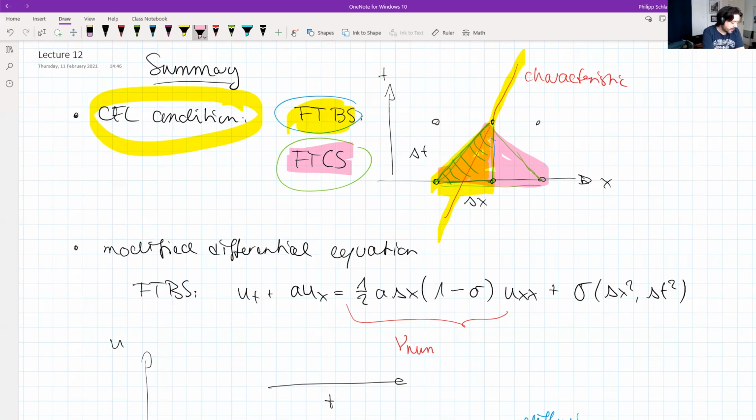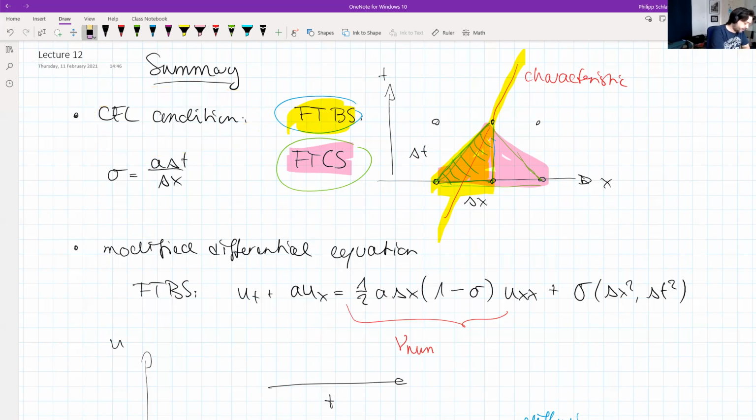The yellow scheme is stable as long as the red characteristic lies inside the triangle, so that delta t and delta x and a are such that the CFL number or Courant number, which I can also write down, so sigma equals a times delta t divided by delta x, is lower or equal to 1 for the forward time backward space scheme. So this was the CFL condition.